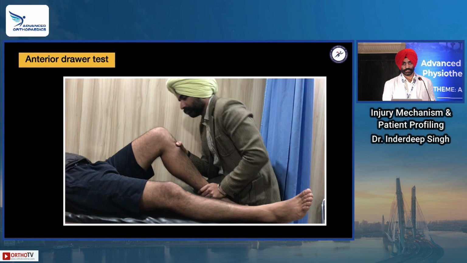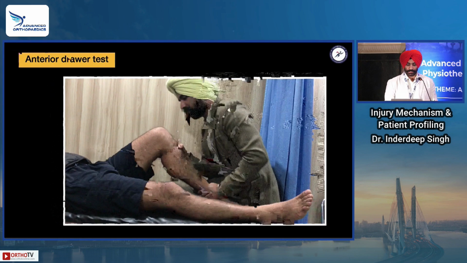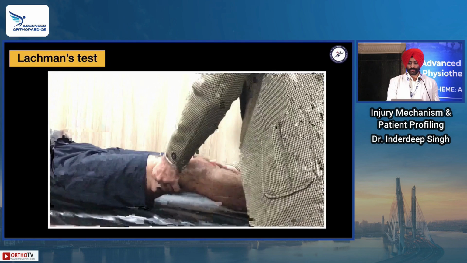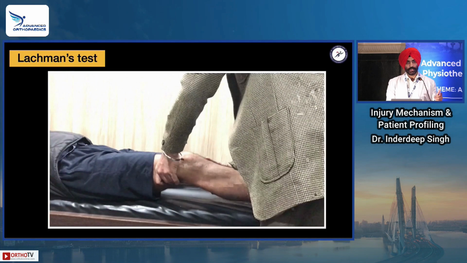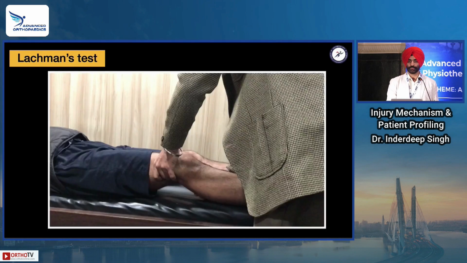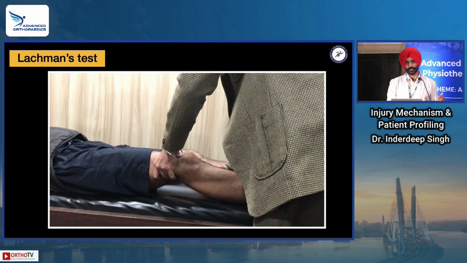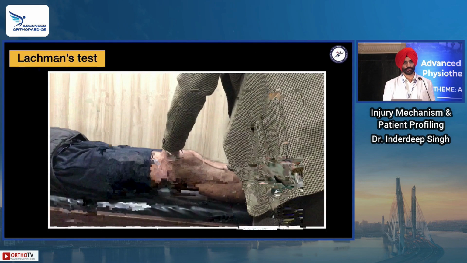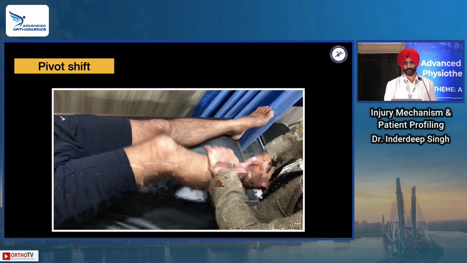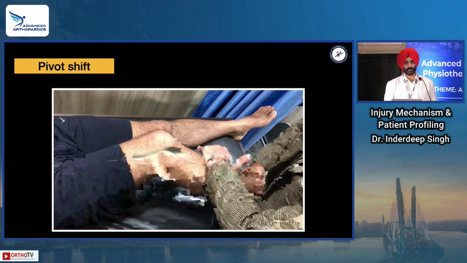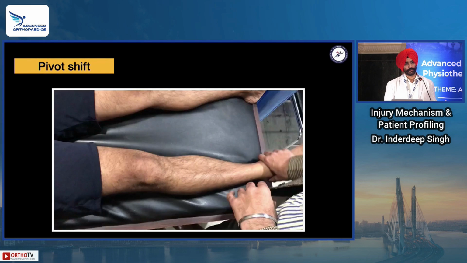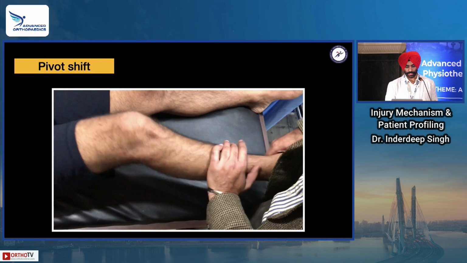There are various tests, anterior drawer test, then Lachman's test. That's how it is being done. Look at the quality of the endpoint. Is it hard, firm, or soft? That will give you a clinical diagnosis, and you just need an MRI to correlate it with the clinically unstable knee. Or a pivot shift test, slightly difficult to do in OPDs when the patient is anxious, but if you are experienced enough, you can get it positive in your OPD settings as well.